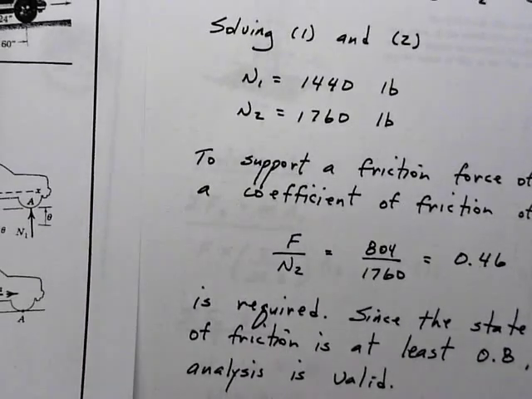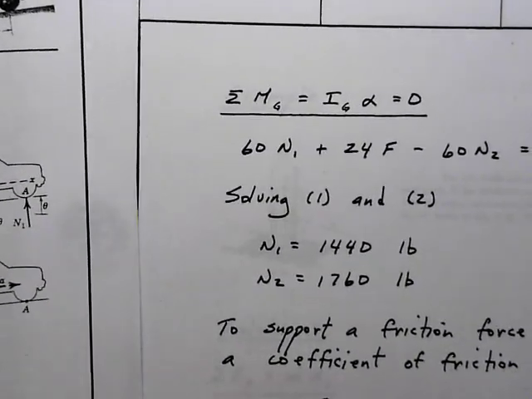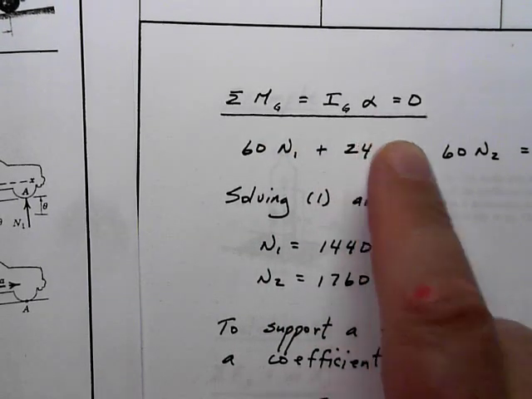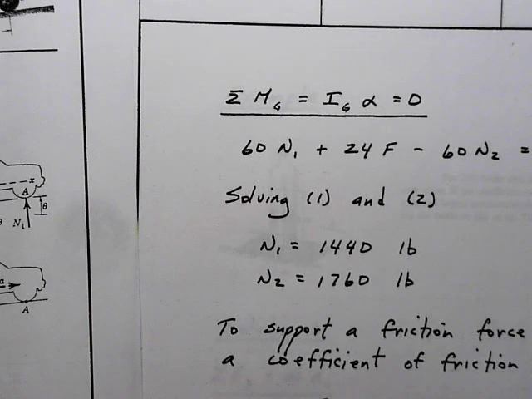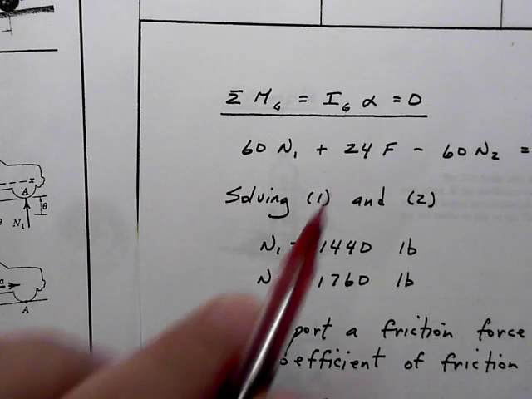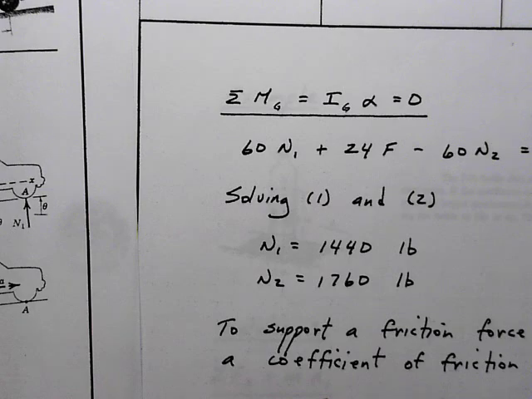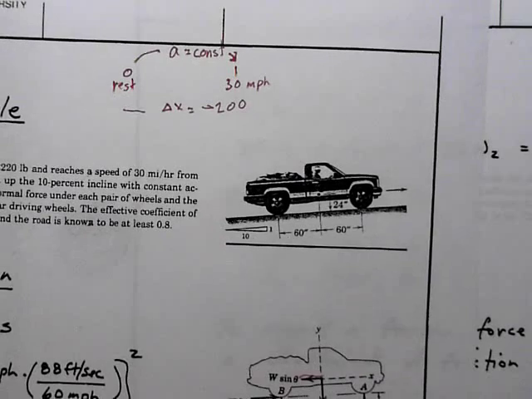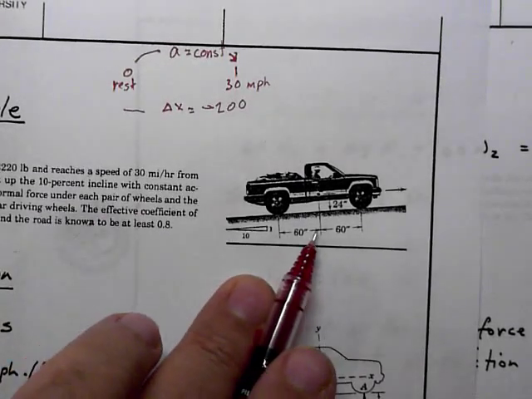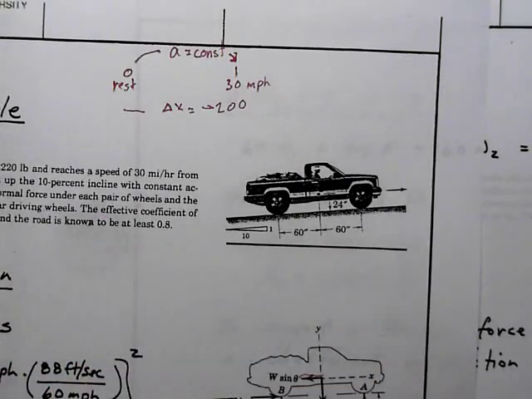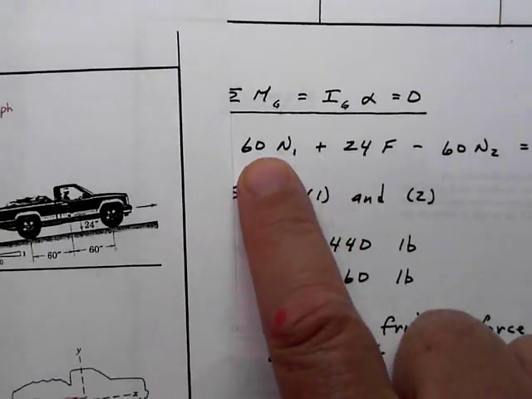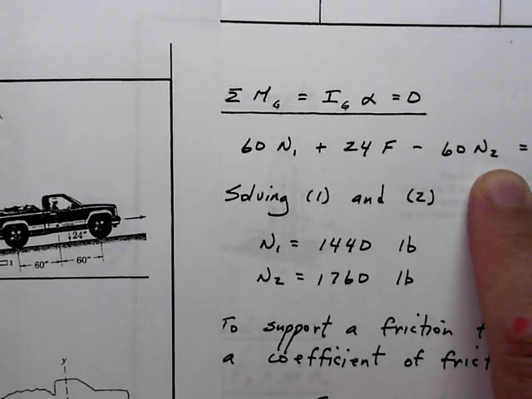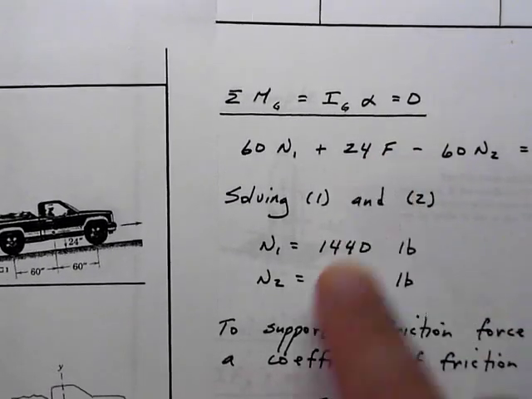And now we'll turn to our final equation. Sum of moments about the center of gravity is what we'll choose here, is equal to I_G alpha. But in this case, the truck is not going to rotate, so sum of moments will be equal to 0 because the alpha is equal to 0. And our sum of moments about the center of gravity, let's look at this thing. We will have distances of 60 here and a distance of 60 there, and so we'll have N1 times 60, then minus N2 times 60, plus 24F. Let's talk about that.